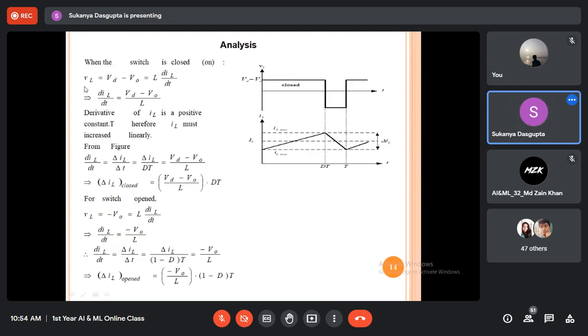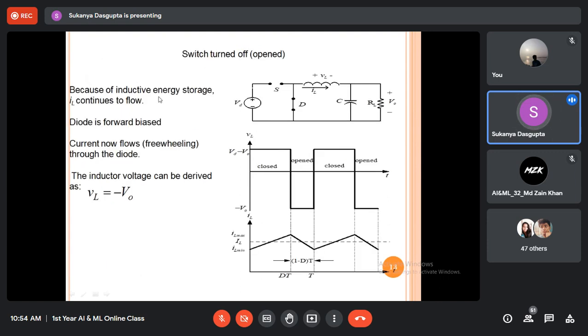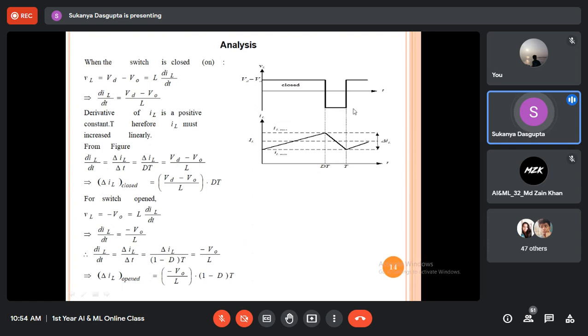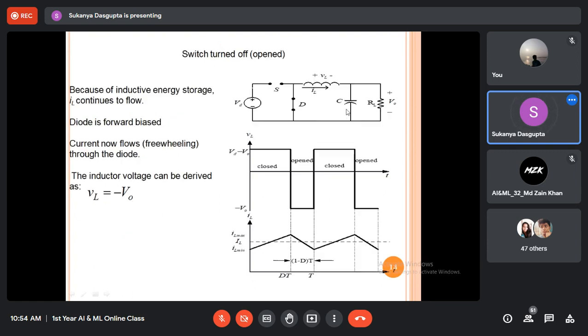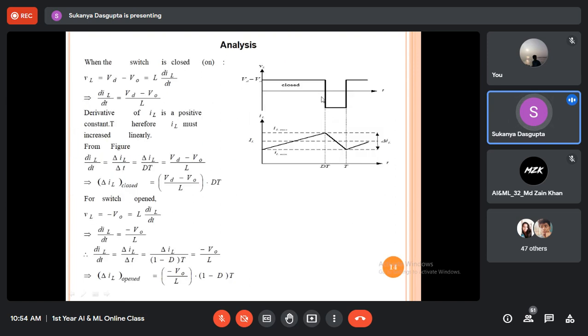So look at the graph. Here, when the switch is closed, the current is rising. Okay. So VL is VD minus V0. What is VD? VD is the input source voltage, right? And what is V0? The average load voltage. So when the switch is closed, definitely VD minus V0 is equal to VL.